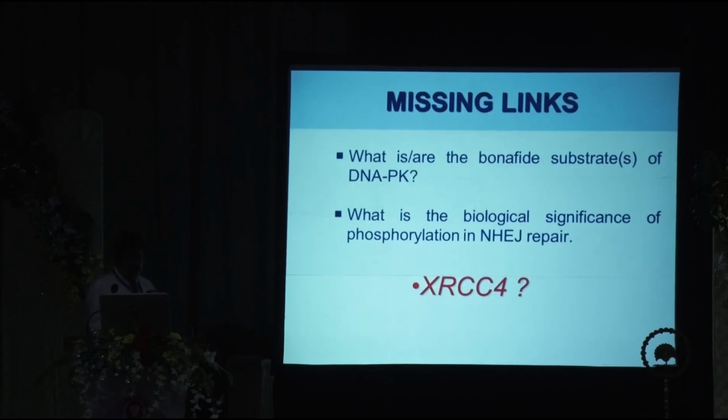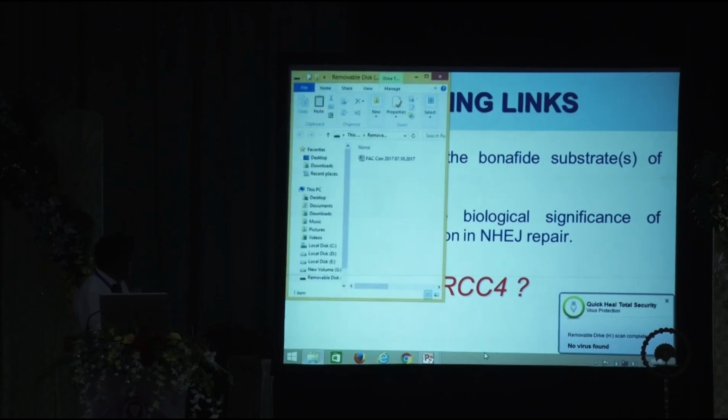So there are two important missing links in this process. As I told you, the DNA-PK enzyme is really very important. What is, or are, the bona fide substrates of DNA-PK, and what is the biological significance of phosphorylation in NHEJ repair? So in the present study, we have mainly focused on the XRCC4 protein.